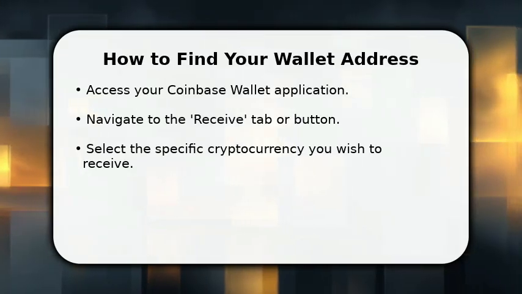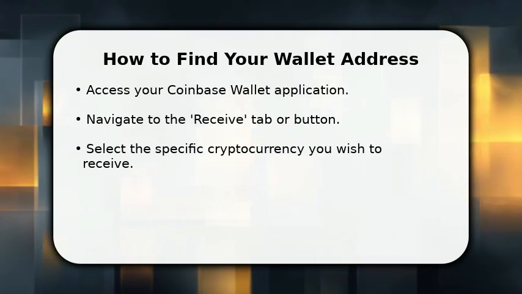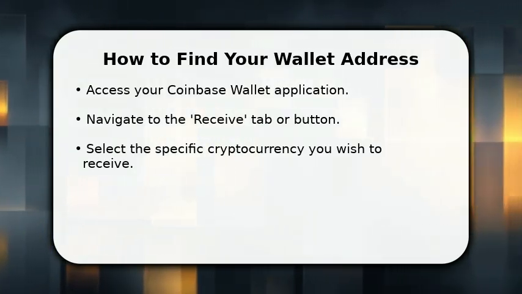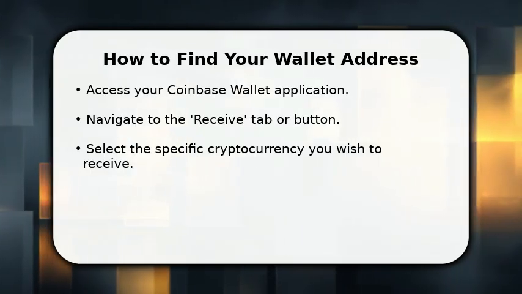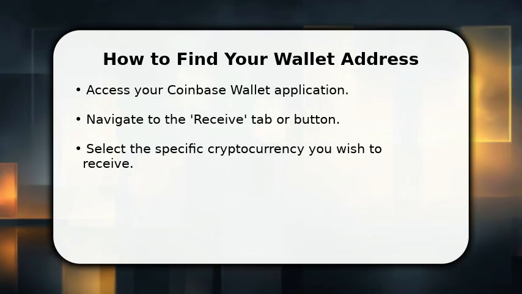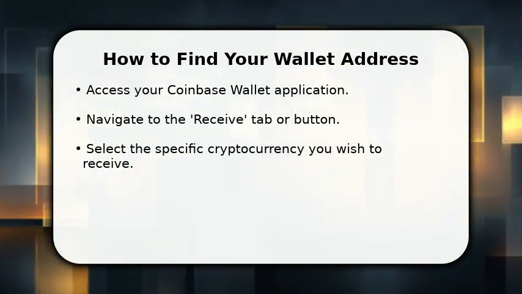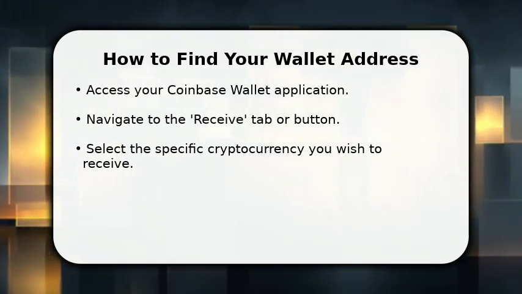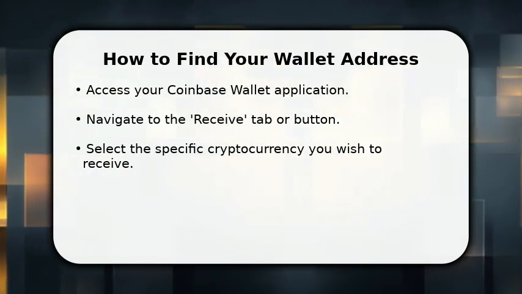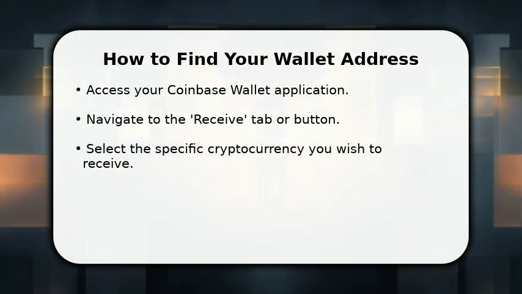In this video, I will explain how to see your Coinbase wallet address. First, open your Coinbase wallet application on your mobile device. Once inside, look for the Receive button, usually found at the bottom of the screen. Tap this, then choose the specific cryptocurrency you want to receive. Your unique wallet address for that asset will then appear, ready for you to copy and share.